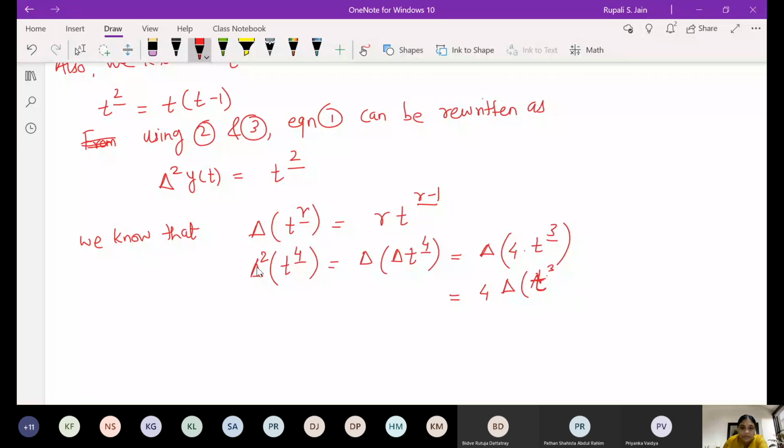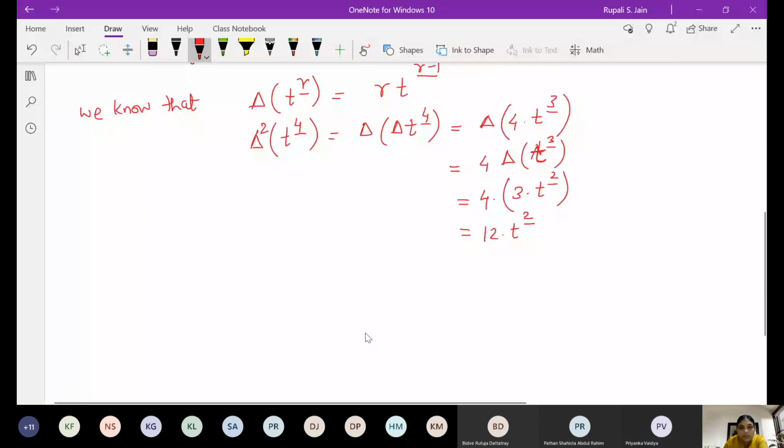Now if I apply again this delta t to the r falling to this one, what I will get here? I will get 12 t to the 2 falling. So delta square t raised to 4 falling is nothing but 12 t to the 2 falling. If I take this 12 this side, delta square t to the 4 falling divided by 12 is nothing but t to the 2 falling. Am I right?